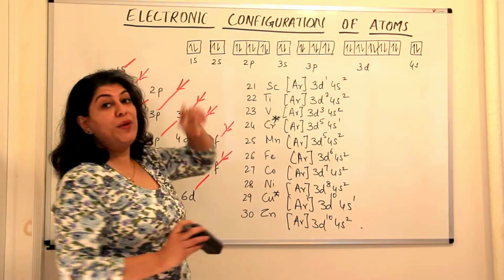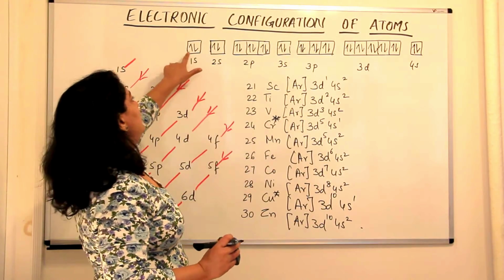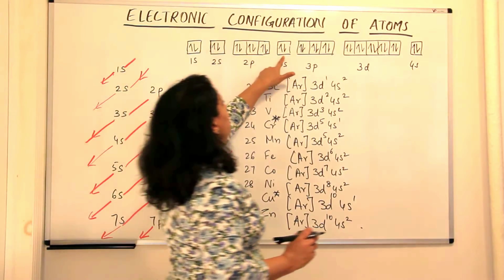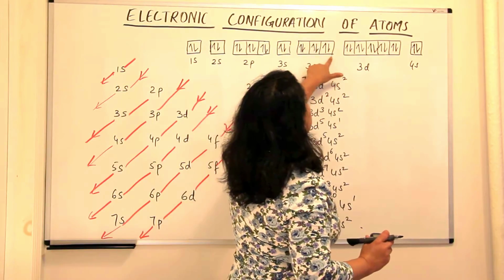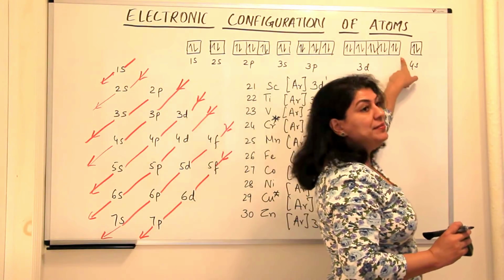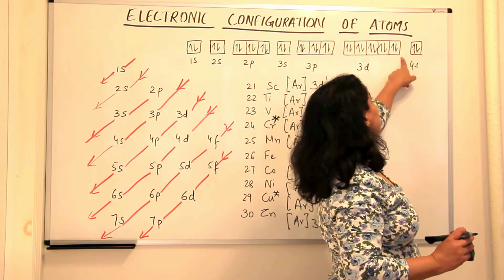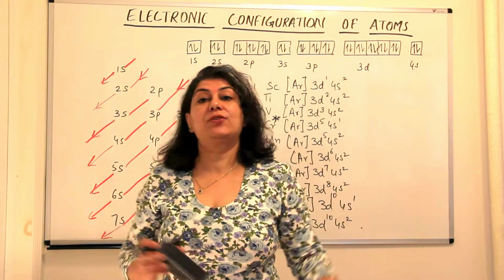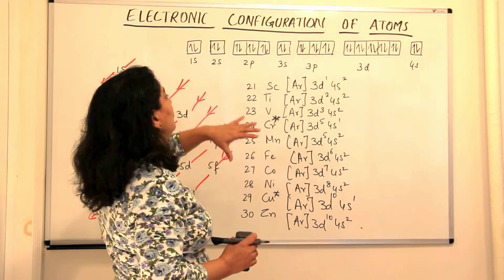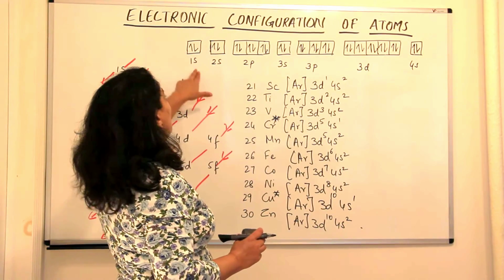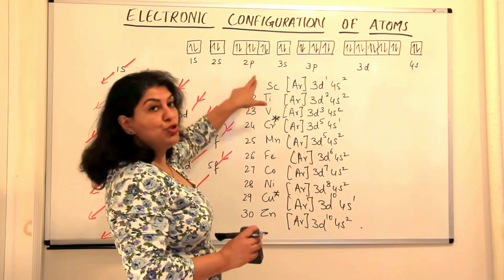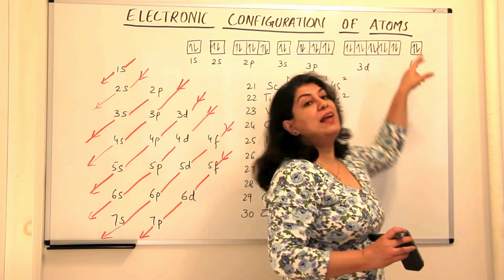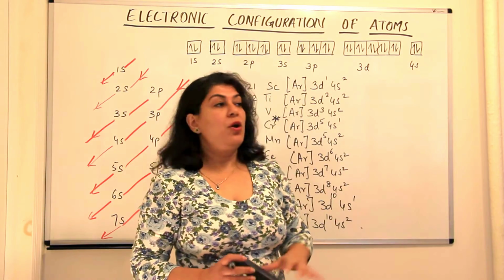1s2, 2s2. Now we are taking 20 electrons. These are 2 plus 2, 4, 4 plus 6, 10, 10 plus 2, 12, 12 plus 6, 18, 18 plus 10, 28, 28 plus 2, 30. So we have all 30 electrons. So how will we write down the detailed configuration? It would be 1s2, 2s2, 2p6, 3s2, 3p6, 3d10 and 4s2.